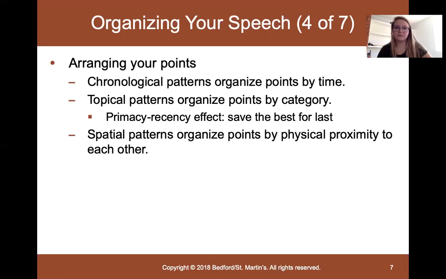Spatial patterns organize points by physical proximity to each other. So literally, physical proximity, right? Like, I don't know, California is closer to Arizona. You're going to organize California, Arizona, and then Florida, so you're not going to go California, Florida, Arizona. That was a silly example, but spatial patterns literally organize points by physical proximity to each other.